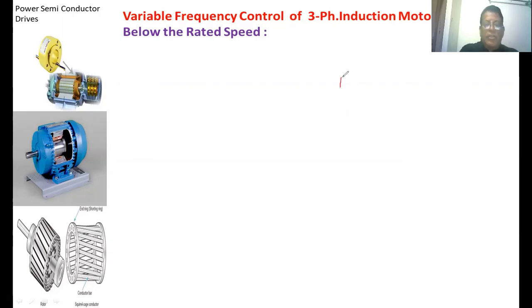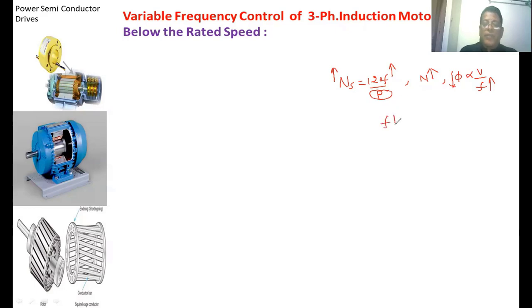In this method, we know the synchronous speed of the induction motor Ns equals 120 f/P. So, the number of poles is constant. If you increase the frequency, the synchronous speed of the motor will increase, and the speed of the motor will also increase. We know that flux is directly proportional to V by F. If F increases, the flux will decrease. Once the flux decreases, the maximum torque developed in the induction motor will decrease, because we can't maintain the V by F ratio as a constant as the frequency increases.